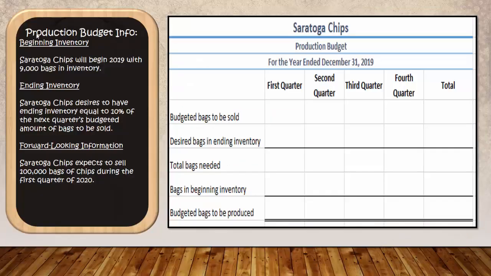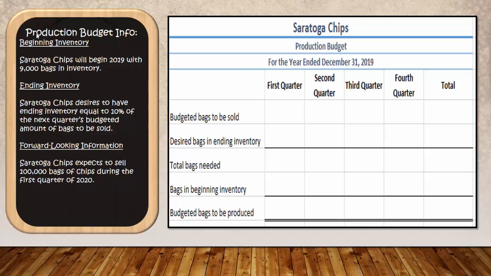This is what the production budget looks like, and we're given the following information. We know that Saratoga Chips is going to begin 2019 with 9,000 bags of chips in inventory, and at the end of each quarter, Saratoga Chips desires to have ending inventory equal to 10% of the next quarter's budgeted amount of bags to be sold. We're going to need a little bit of forward-looking information to prepare this budget, so we're going to say that Saratoga Chips expects to sell 100,000 bags of chips during the first quarter of 2020.